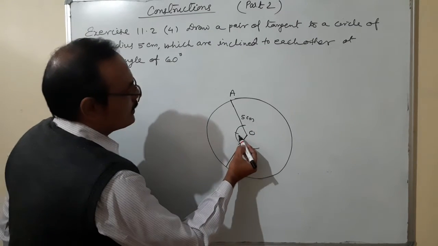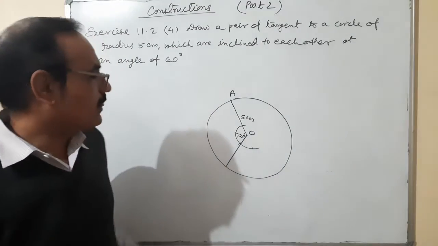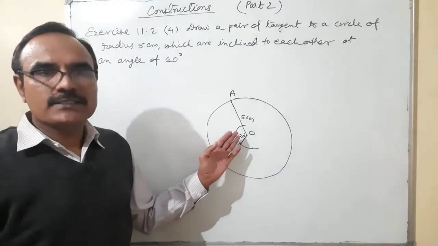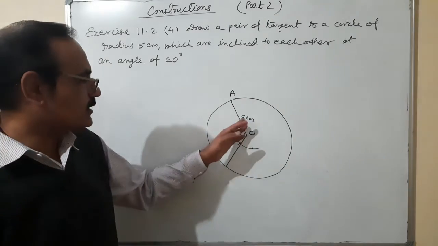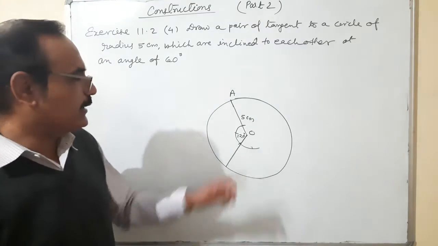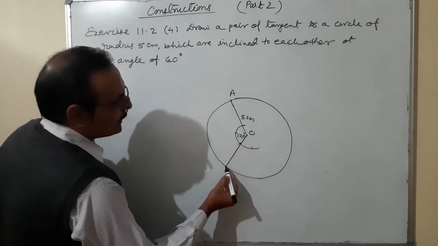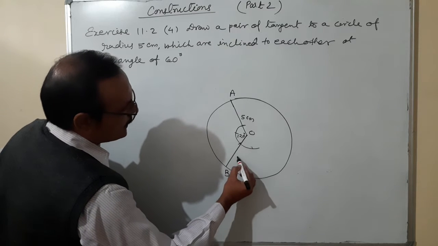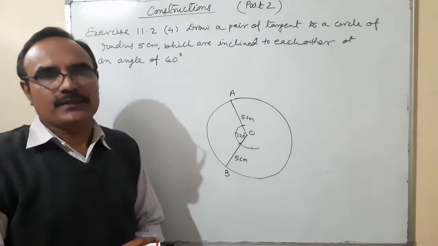We can measure it, and we have two options. We can use a pair of compass or a protractor. It is better to use a pair of compass here, because 60 plus 60 is 120, it's very easy for us. So this is 120 degree, that means one radius is OA, 5 centimeter, and the second radius I am taking, OB, is also 5 centimeter. Is that okay? This angle is 120 degree.